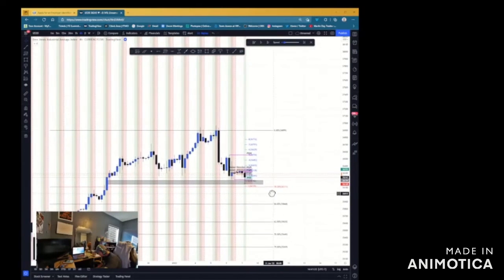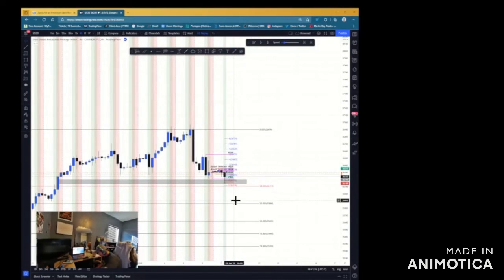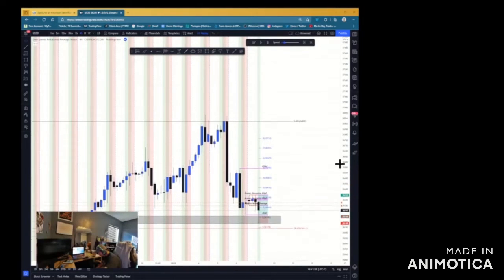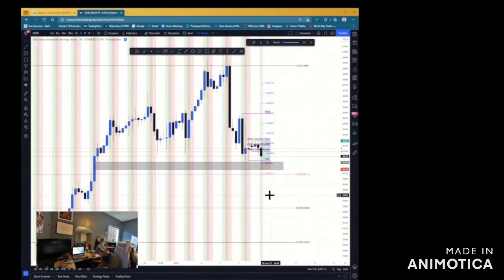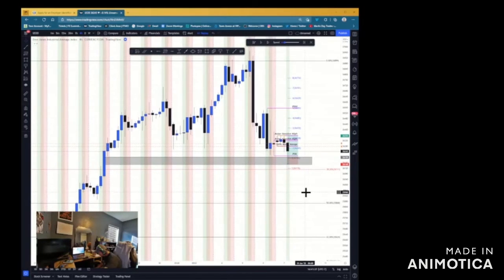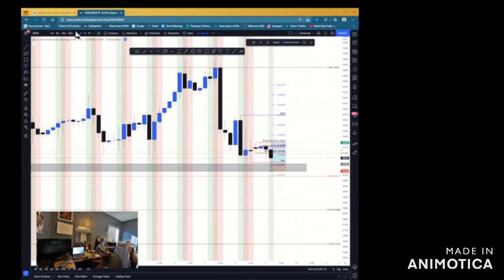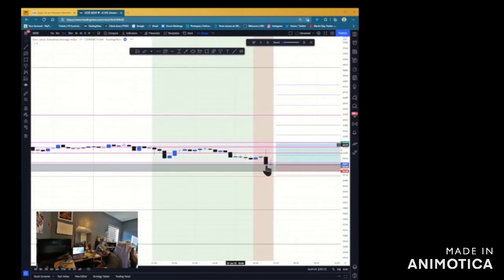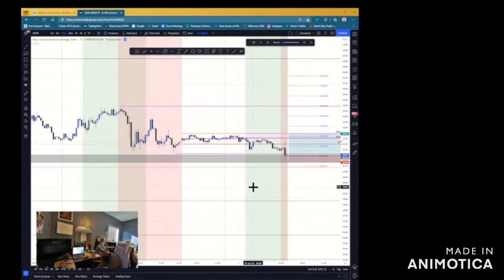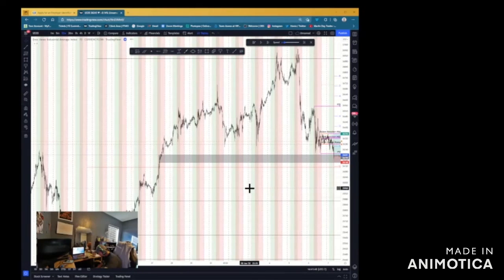And we knew this was an area where it could catch support, and it traded right into that. The 50%, it went right into this area right here. And go back to the 15. So we got in.